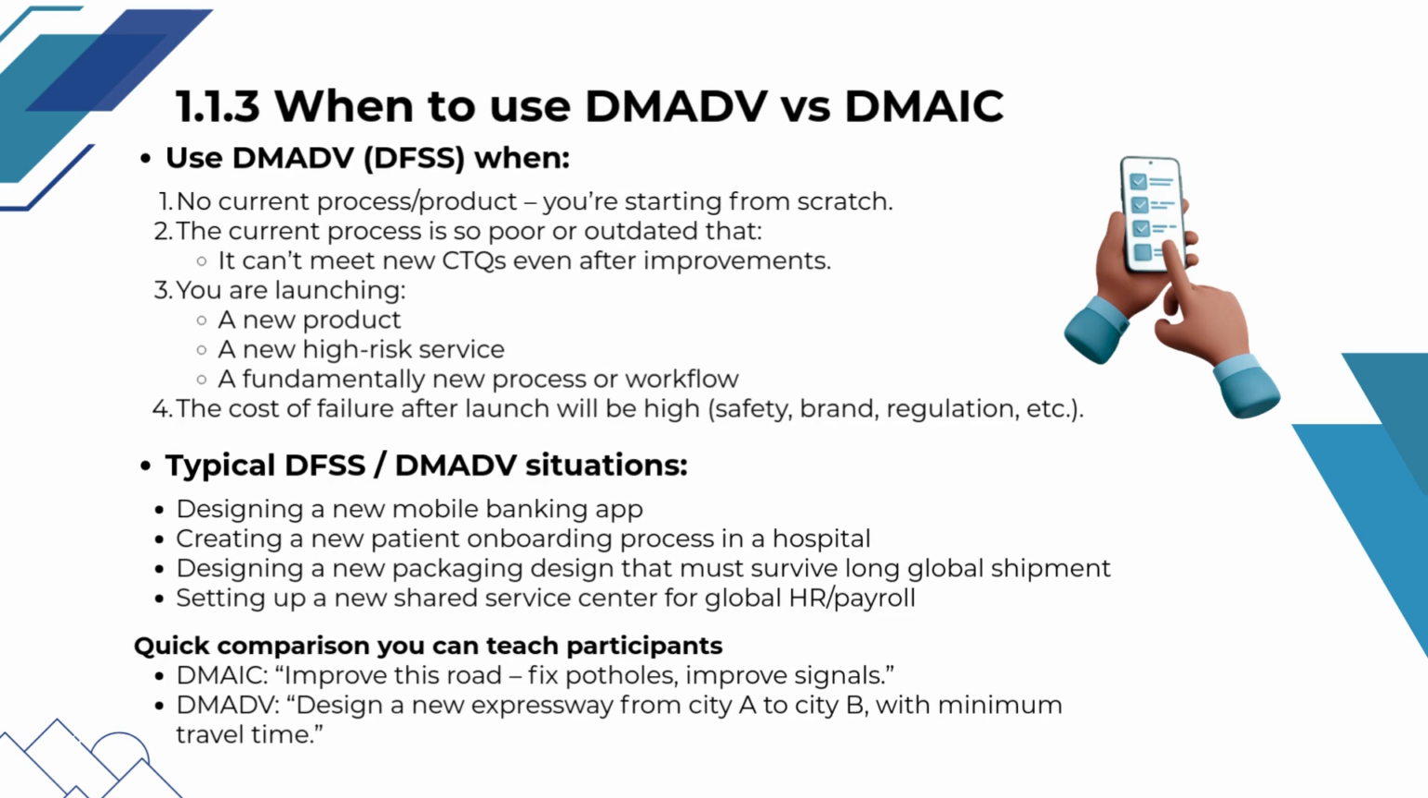DMADV under DFSS should be used when there is no existing process or when the current one is so outdated or ineffective that it cannot meet new critical to quality requirements even after improvement, especially in cases involving new products, high-risk services, or fundamentally new workflows where the cost of failure is high, such as designing a mobile banking app, a hospital onboarding process, robust global packaging, or a new shared service center, which can be easily explained by comparing DMAIC to fixing potholes on an existing road, while DMADV is about designing a completely new expressway to achieve minimum travel time.